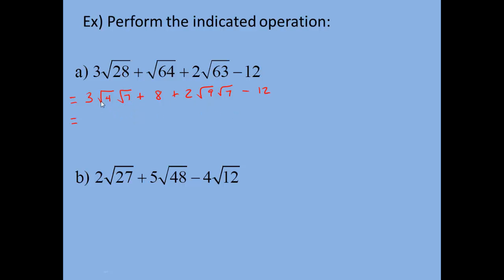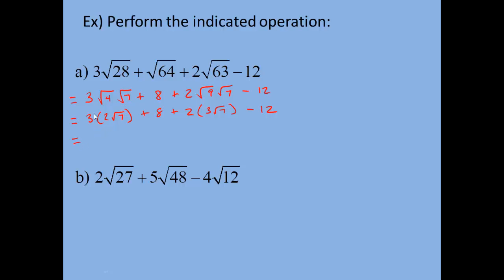Simplifying each of these terms now, 3 times the square root of 4 is really 3 times 2 square root of 7. Plus, this still stays plus 8. Plus here I have 2 times the square root of 9, which we know simplifies to 3, so this is 3 square root of 7. And then we have minus 12 here.